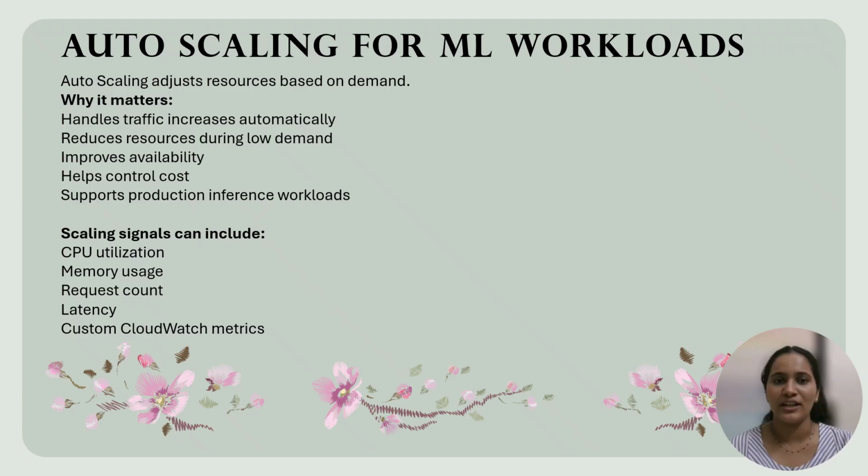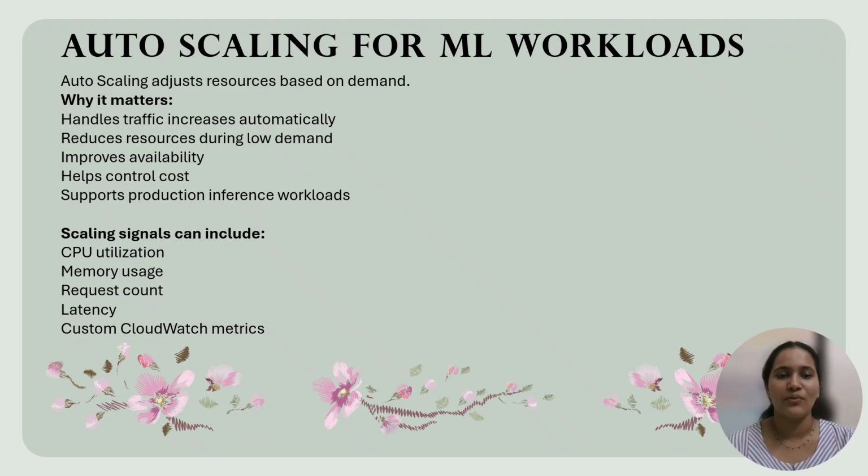Now, auto-scaling for ML workloads. Auto-scaling is an important AWS feature that automatically adjusts computing resources based on the application workload. This means that when traffic increases, AWS adds more resources to maintain fast and reliable performance. During periods of low demand, it reduces resources to avoid unnecessary cost. Auto-scaling improves application availability, helps control cloud expenses, and ensures machine learning inference workloads continue running smoothly even during a traffic spike.